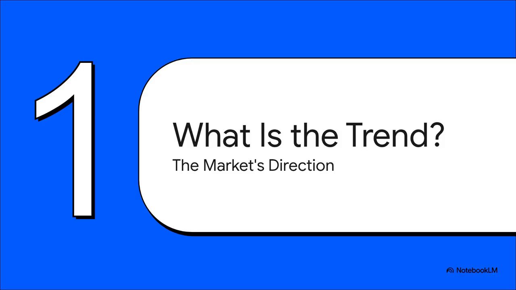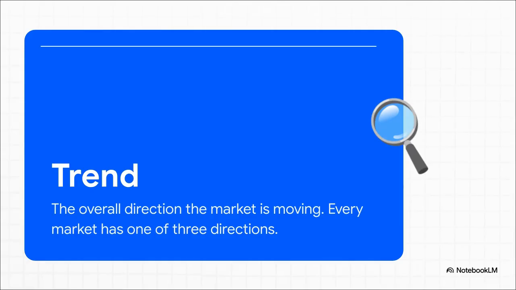All right, first things first. Before you do anything, and I mean anything in trading, you have to ask one simple question. Which way is the market moving? This is called identifying the trend. So what is the trend? It's just the big picture movement, the general flow of the price over time. I like to think of it like the current in a river. You'd want to know which way it's flowing before you jump in, right?